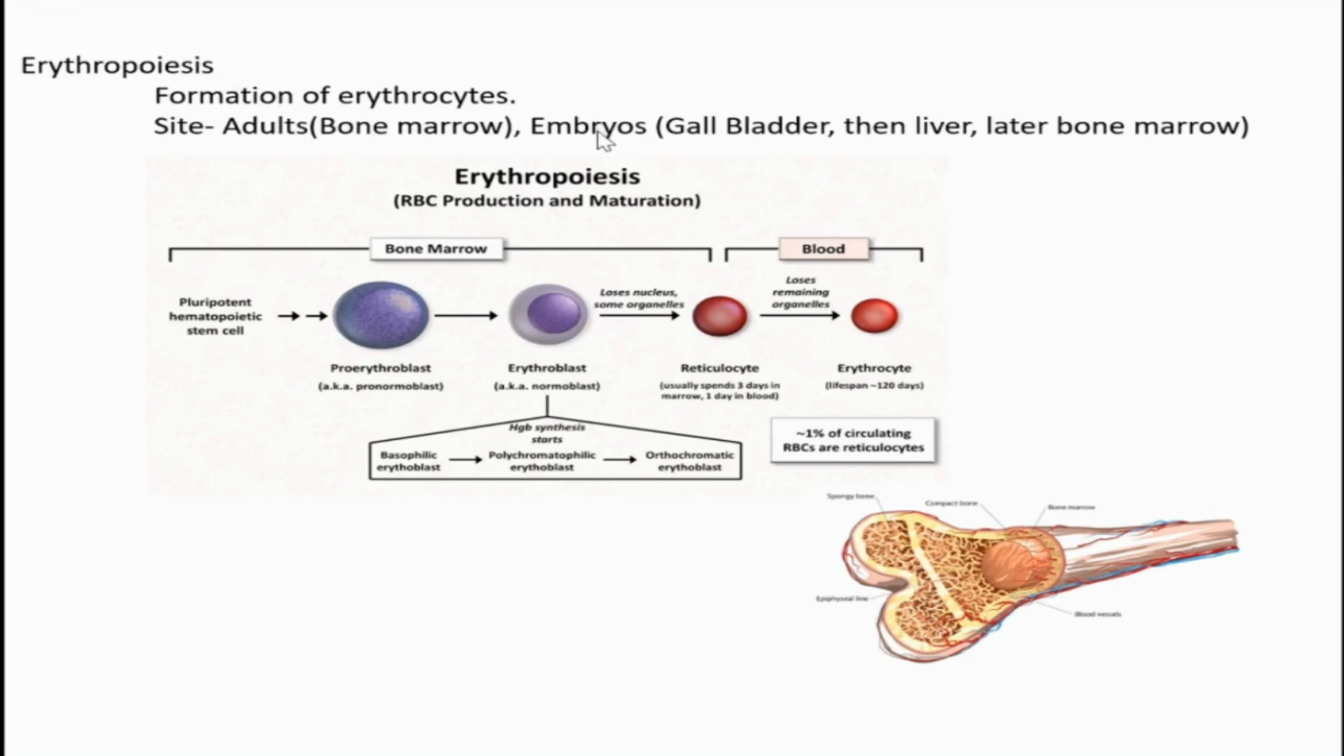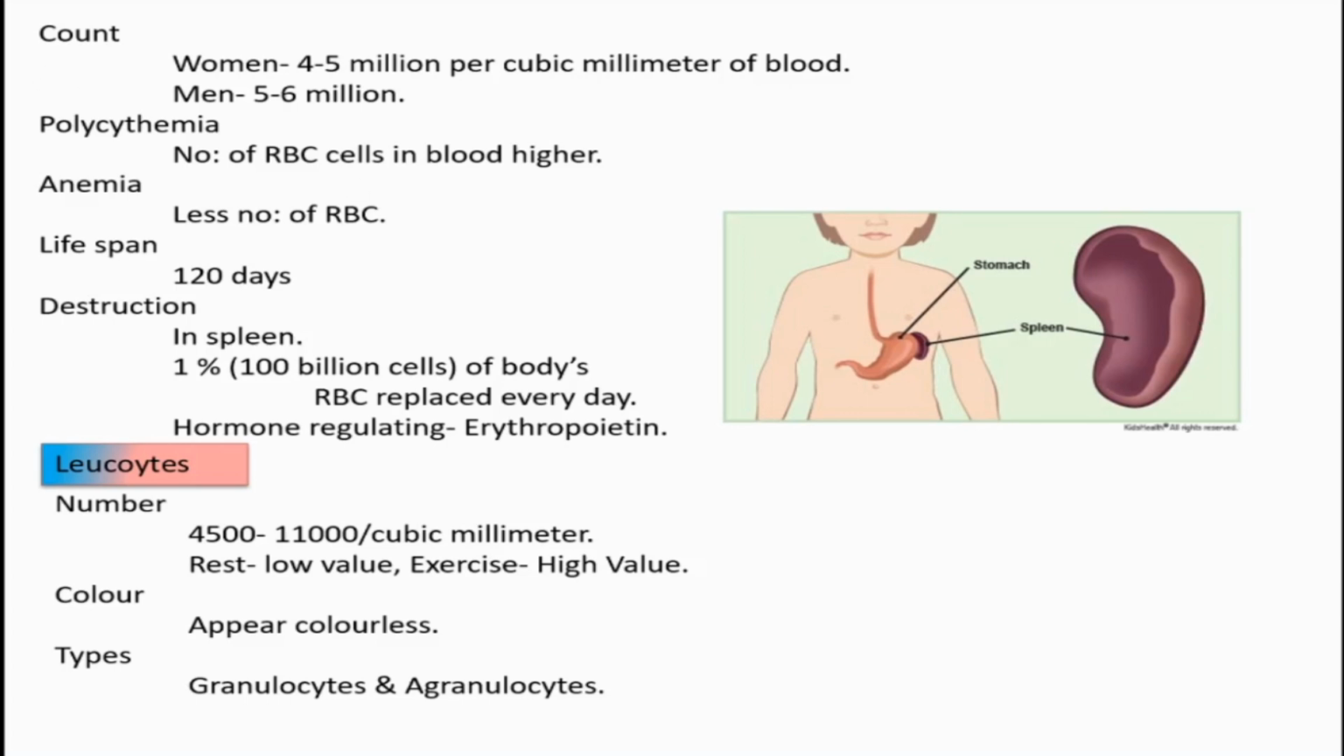But in the case of embryos, first the RBC synthesis is done by the yolk sac, and then after some growth period, it is taken over by the liver, and later on maturity, that function is shifted to the bone marrow. And there's one count also we need to discuss.